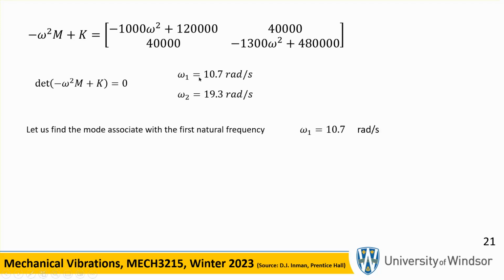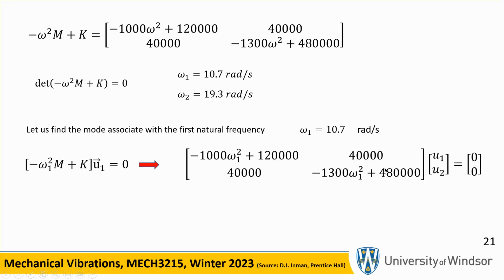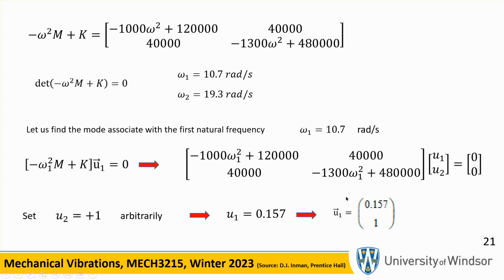Patiently take omega 1, go find the first mode. In other words, this times u1 equal to 0, solve it. Notice that you don't have two equations here, you have only one. Believe me, you have only one, because you did determinant equal to 0. And arbitrarily, we're going to set u2 equal to plus 1, and you're going to get u1. So this is the first mode shape. This is the mode shape associated with that frequency.